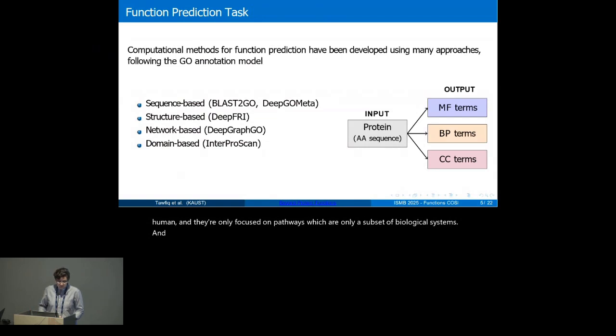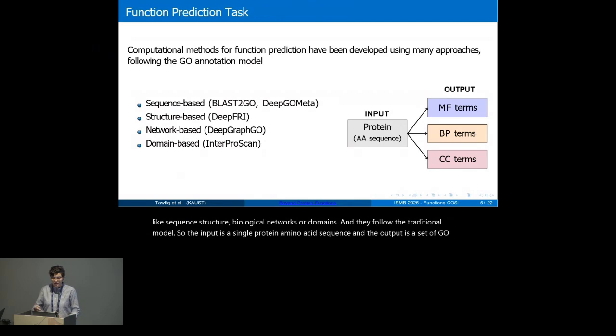For the function prediction task, many computational methods have been developed for protein function prediction using many approaches and biological signals like sequence, structure, biological networks, or domains. And they follow the traditional model. So the input is a single protein amino acid sequence, and the output is a set of GO functions that can span the three GO sub-ontologies.